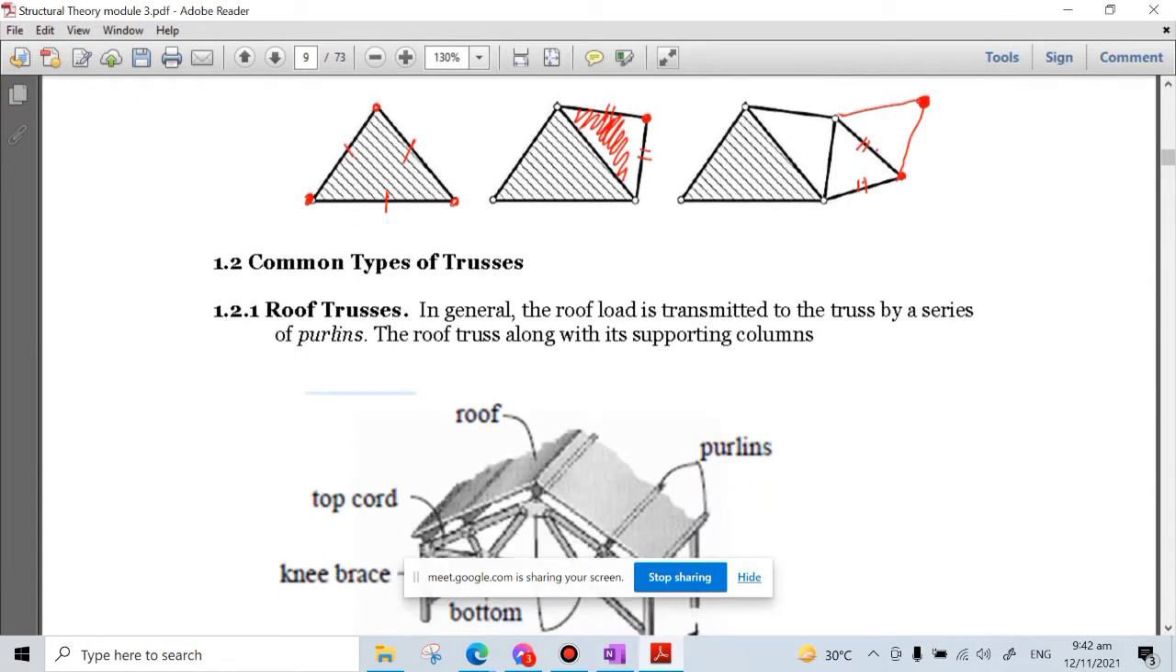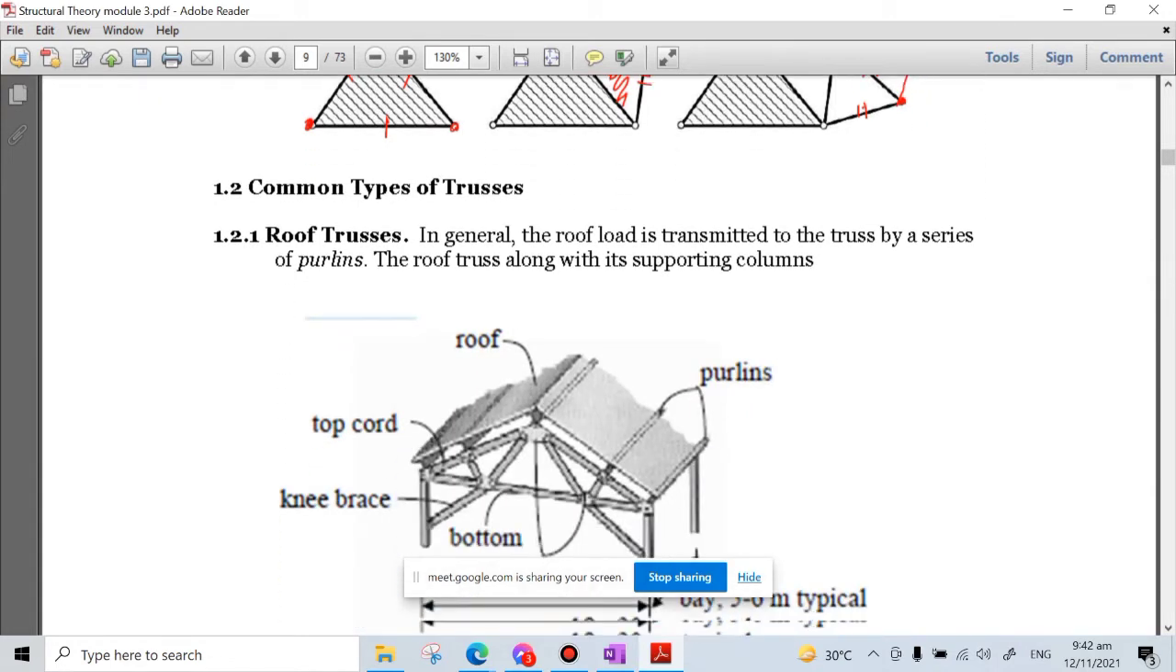So next, pag-uusapan natin yung common types of trusses. We only have two types of trusses. This is the roof truss and yung bridge truss.